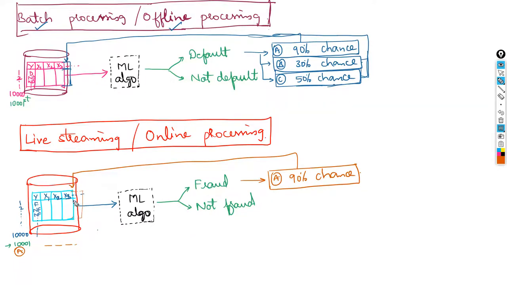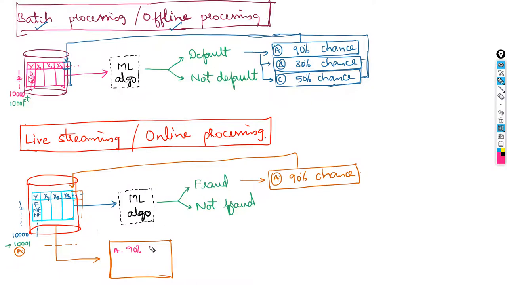And this information would then get displayed on the dashboard of the fraud analytics team. A lot of companies have fraud analytics teams, and your banking industry especially would have a very big and very strong fraud analytics team or fraud department. They will get a pop-up which says customer A has done some transaction. There is a 90% chance that this could be a fraudulent transaction.